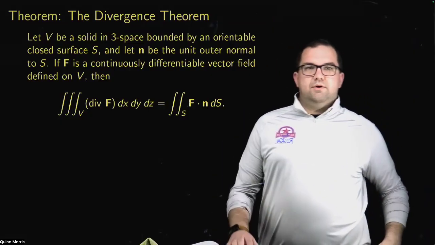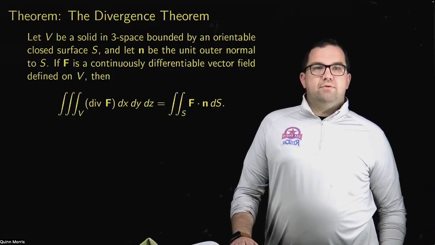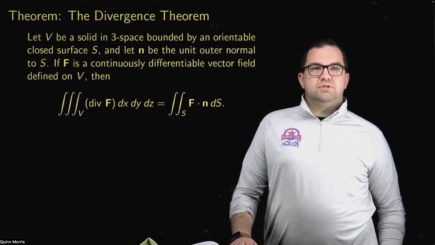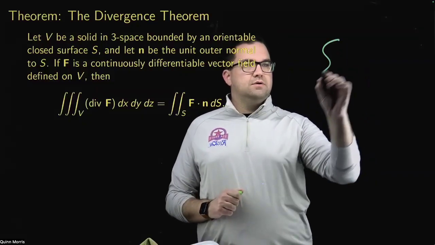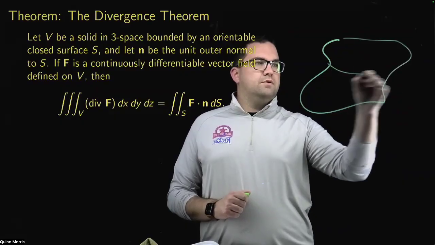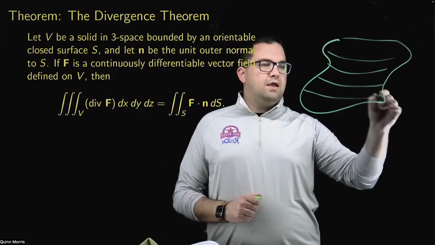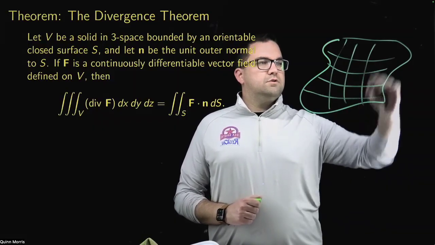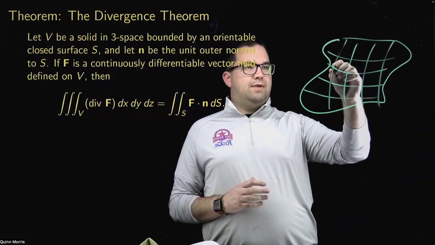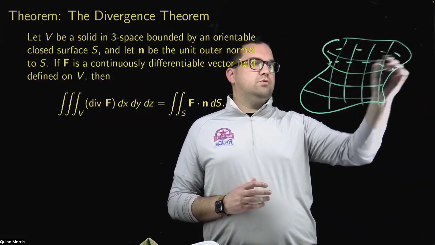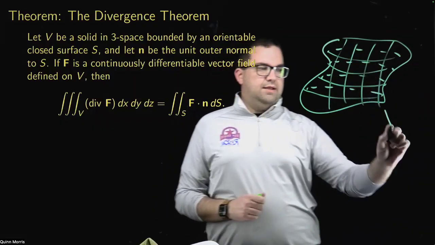So the divergence theorem says: let V be a solid in 3-space bounded by an orientable closed surface S. So again, as we're thinking about this, I have some sort of blob in 3 dimensions, right? And V is this whole volume. I want you to imagine this is 3-dimensional, and V is the whole filled-in solid.